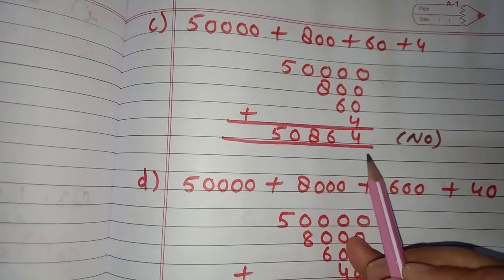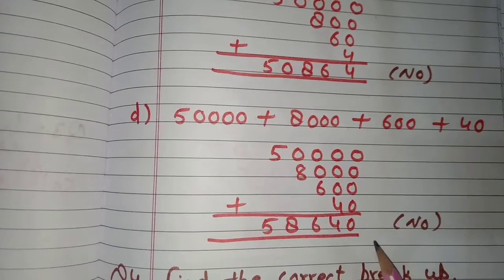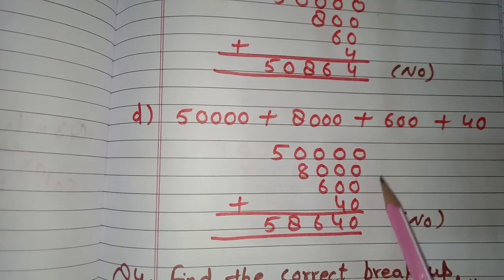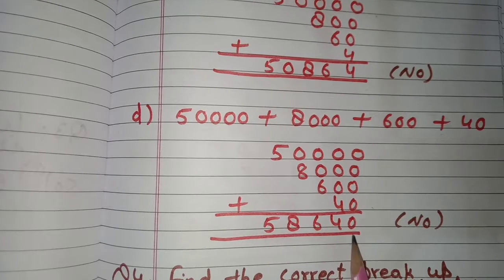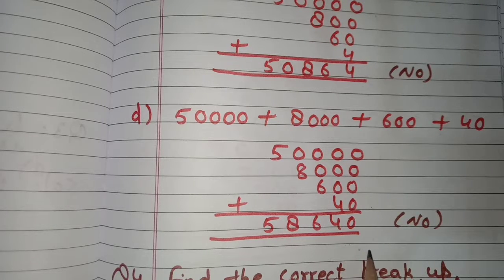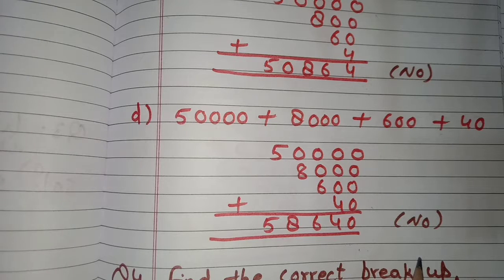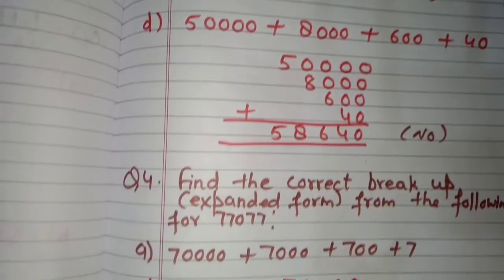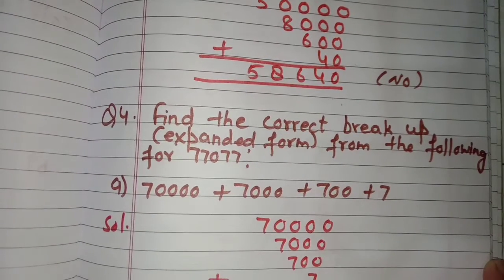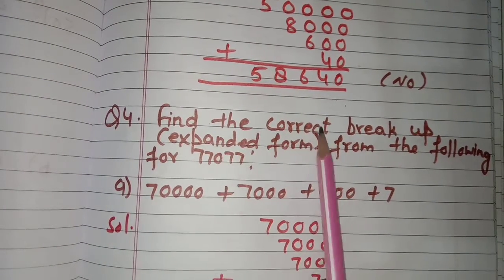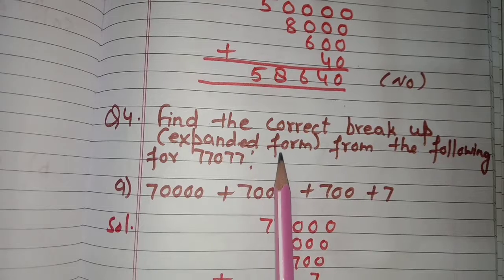It is 50,864. Similarly, the next one, this is the expanded form. You can write it in the column form and check that this value is also not equal to the given value, that is 58,604. So the expanded form given in B part is correct, and that is the expanded form of the number which is given in the question, that is 58,604.